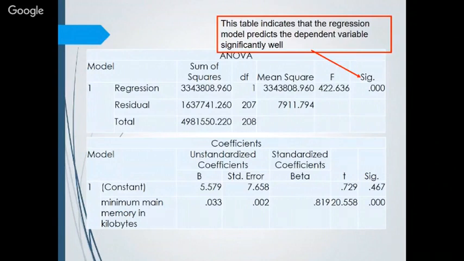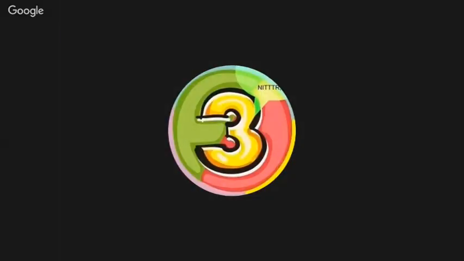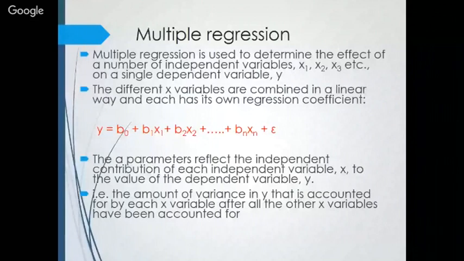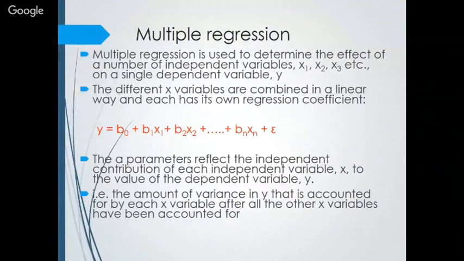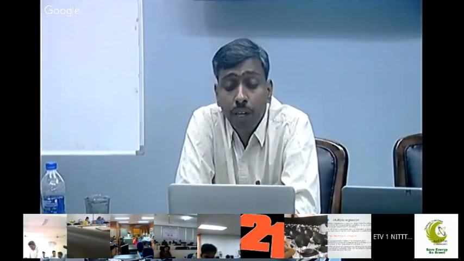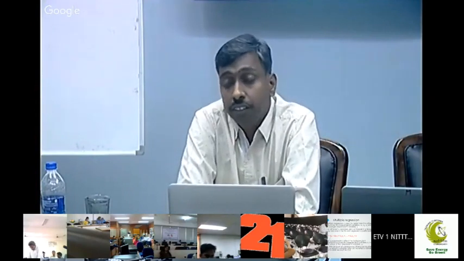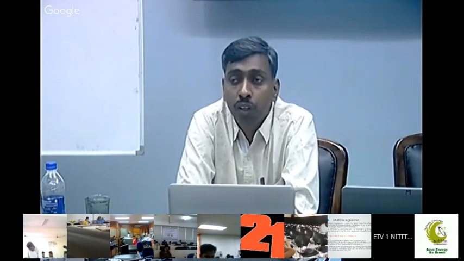So this is the regression analysis, and this is a bivariate regression analysis. We can do multiple regression analysis also. In multiple regression analysis, the entire process is the same, but in the bivariate case there were two variables, one dependent variable and one independent variable. But in multiple regression analysis, there is more than one independent variable.